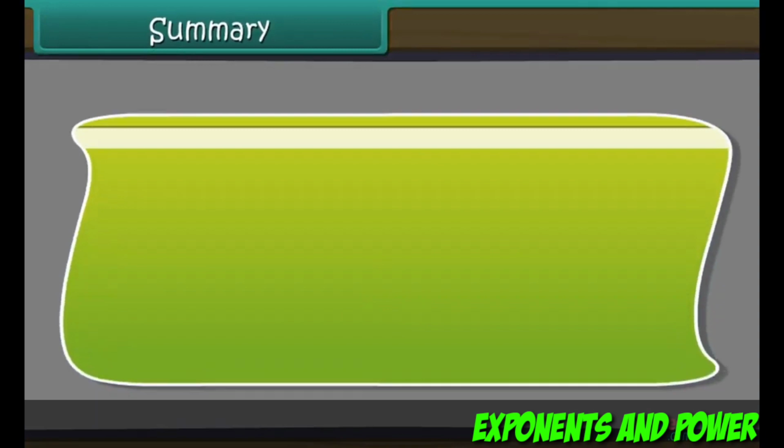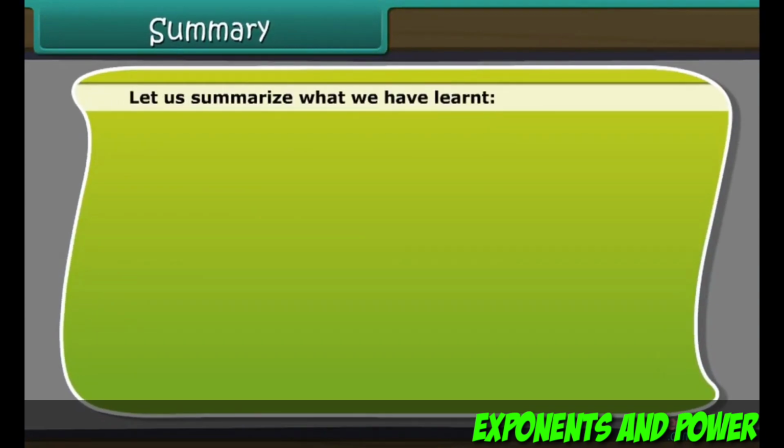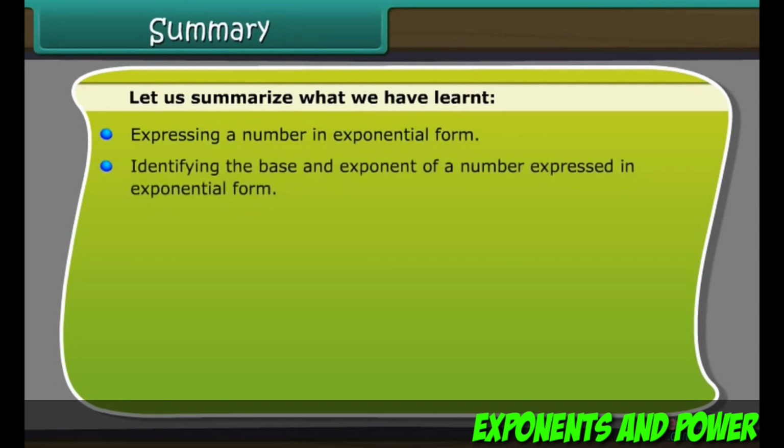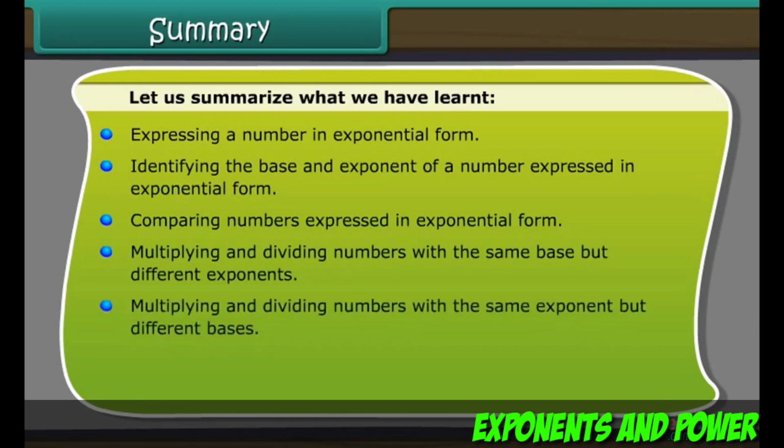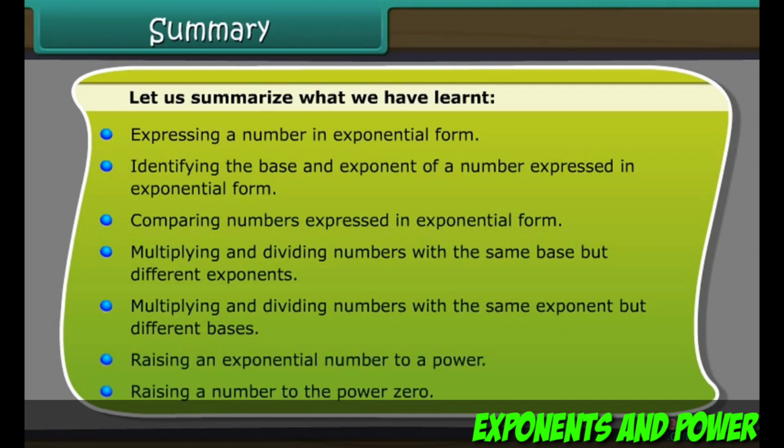Summary. Let us summarize what we have learned. Expressing a number in exponential form. Identifying the base and exponent of a number expressed in exponential form. Comparing numbers expressed in exponential form. Multiplying and dividing numbers with the same base but different exponents. Multiplying and dividing numbers with the same exponent but different bases. Raising an exponential number to a power. Raising a number to the power 0.